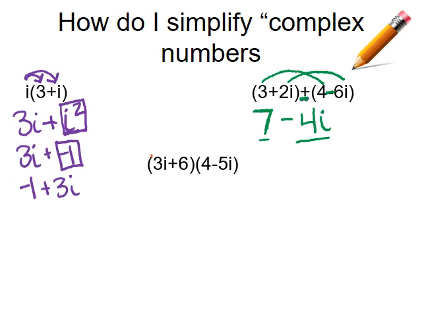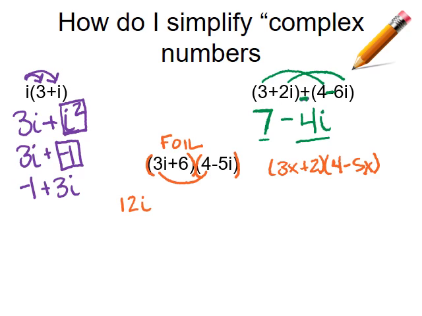Let's take a look at multiplying. Here I have a complex number times a complex number. Think of it similarly as a binomial times a binomial. We would follow very similar rules. So in this case, we're going to use FOIL, or double distribution. FOIL tells me what pieces I'm multiplying. The first term times the first term, the outer term times the outer term.